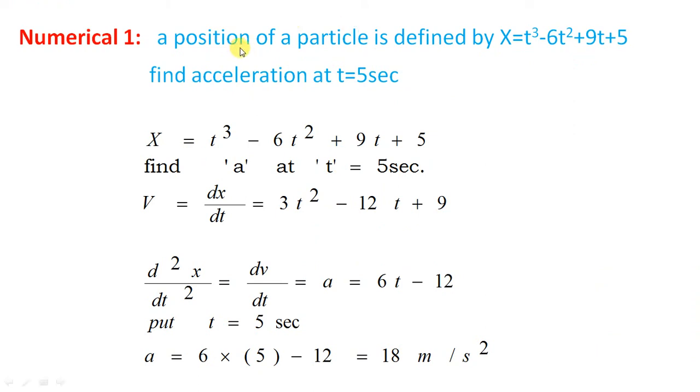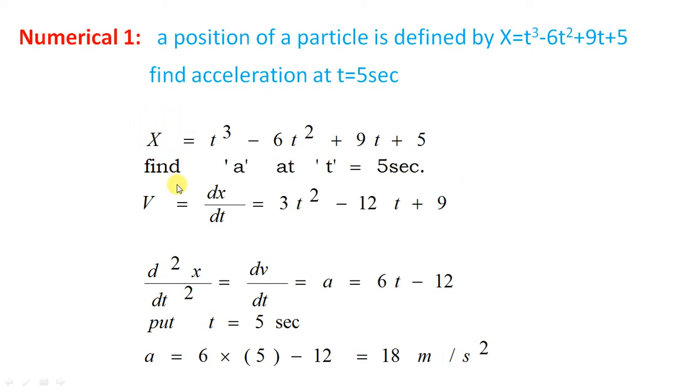The position of a particle is defined by x is equal to t cube minus 6t square plus 9t plus 5. Find acceleration at t is equal to 5 seconds. So the displacement equation is given. From that they have asked us to find out the acceleration a at t is equal to 5 seconds.